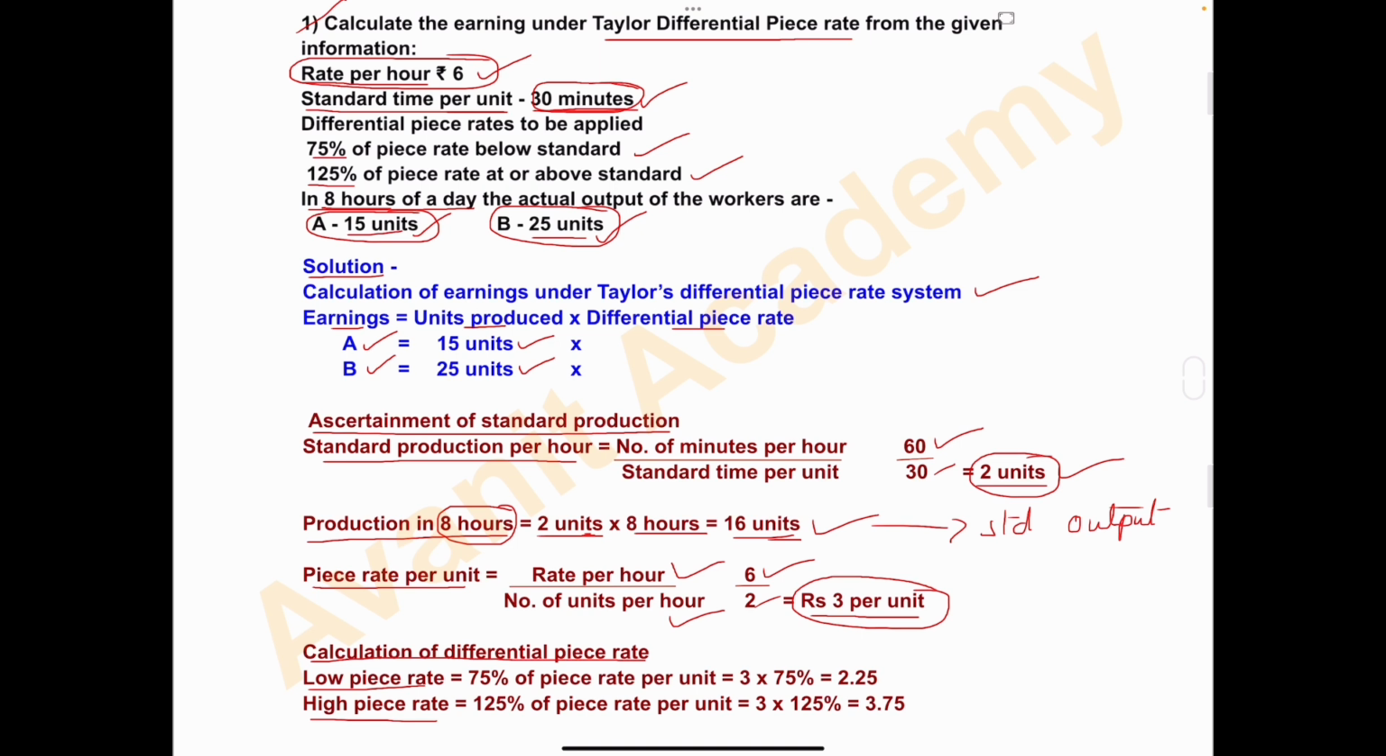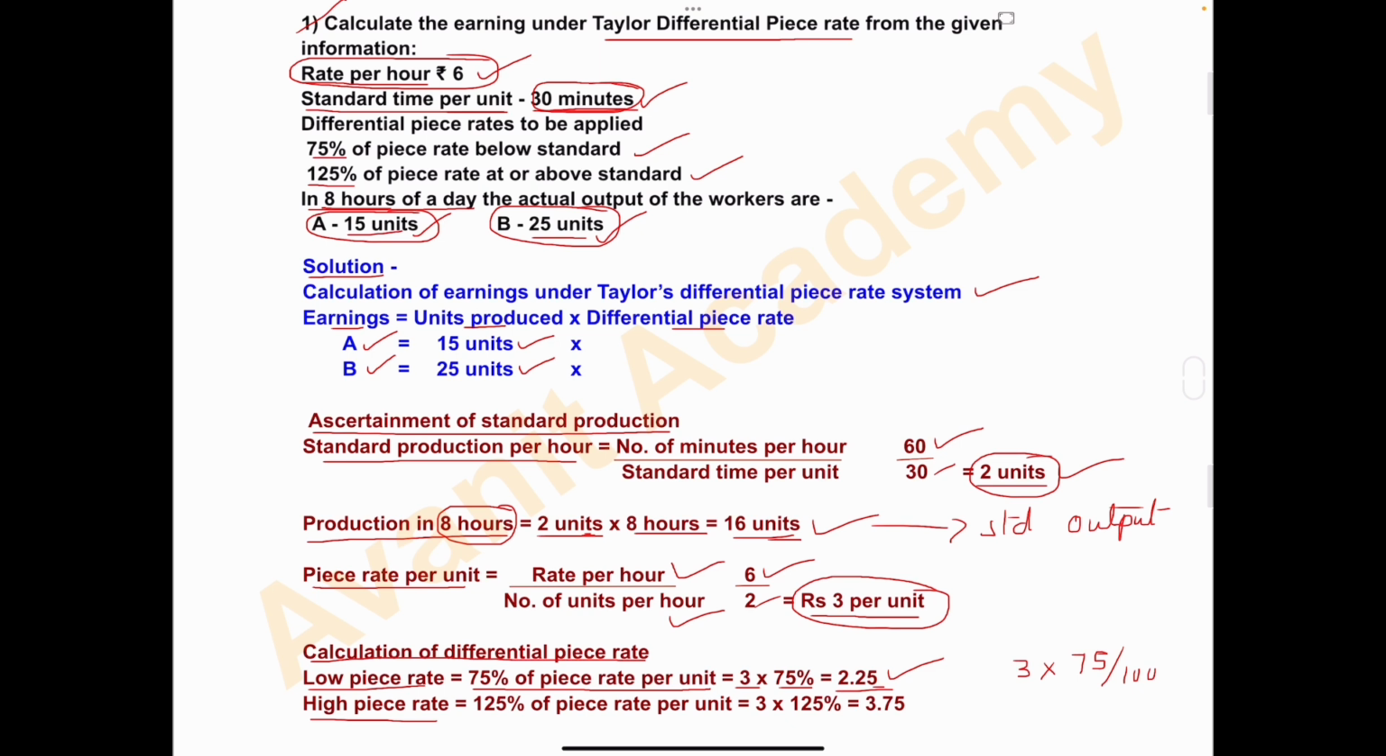So right here, low piece rate is equal to 75% of piece rate per unit. 75% of piece rate per unit is equal to, piece rate is 3, 3 into 75%. This is the low piece rate. So how much is 3 into 75%? That is 75 divided by 100. So you will get 2.25. So those who have performed below the standard, to them you have to apply this rate. This 2.25 is the low piece rate.